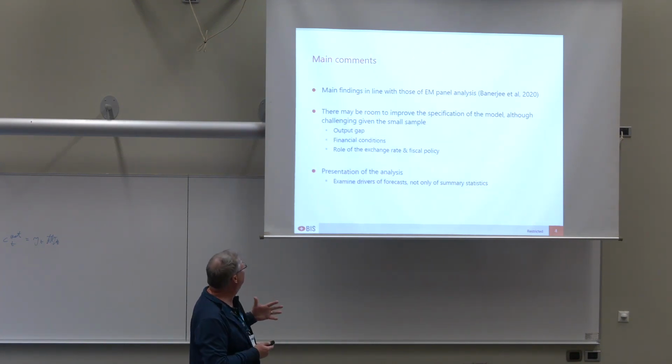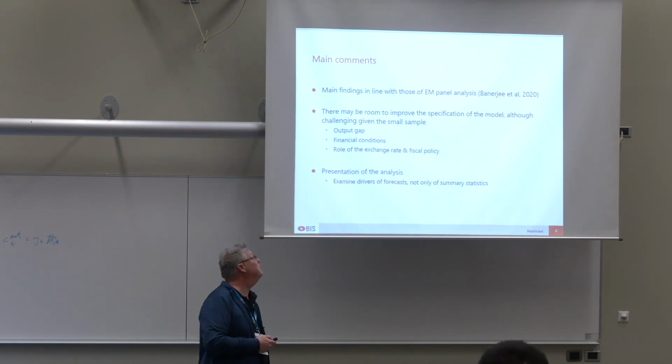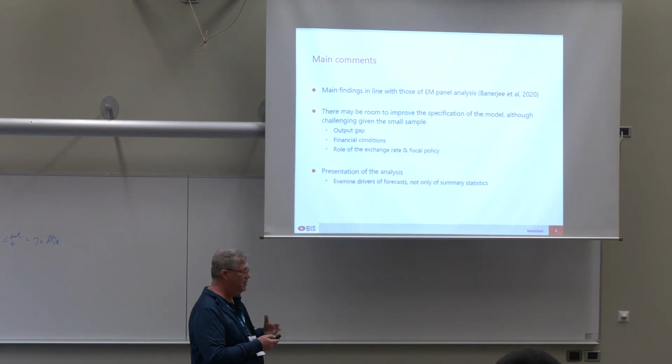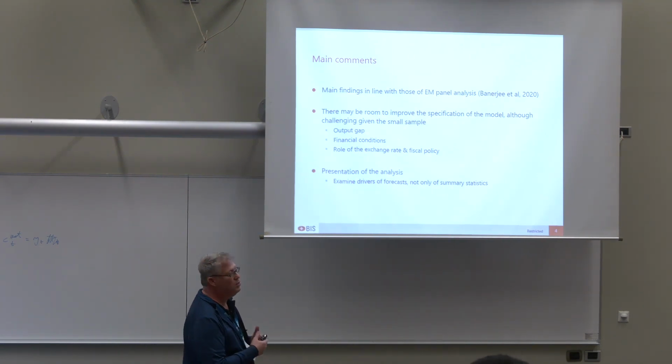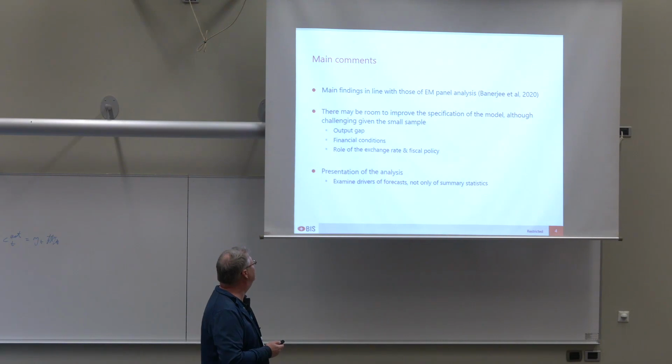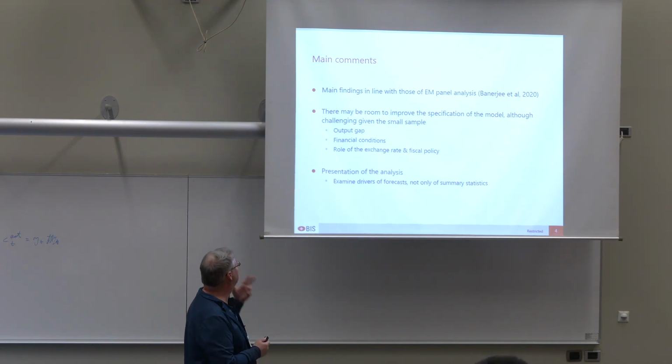So I have three main comments. My first comment is that the main findings of the paper are in line with those that we find for the analysis of the emerging markets. So we use a panel data with a large number of emerging markets. My second comment, which is a question for the authors, is whether there is a way to improve the specification of the model, although the sample is not that big. I would make three comments: one on the output gap and financial conditions, the role of exchange rate and fiscal policy, and finally, I have a comment also on how to present the results.